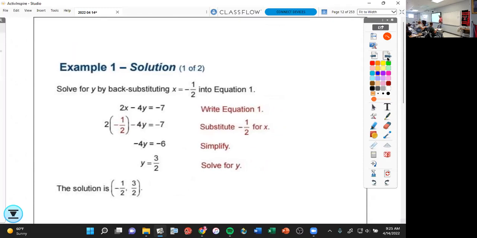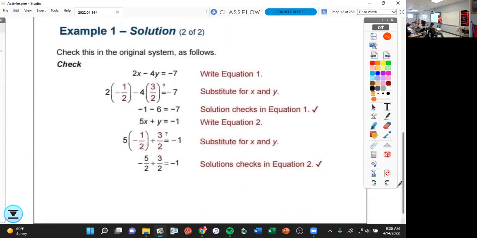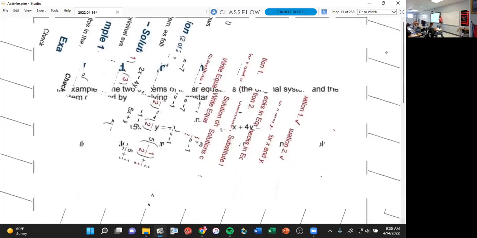Okay, so here they are. They're showing they got the answers. They're showing that they plugged it in. They get a true statement. So the solution is in fact correct. -1/2, 3/2. And checking the equations, there's the check into equation 1 and equation 2. It makes both equations true. Therefore, we're good to go.